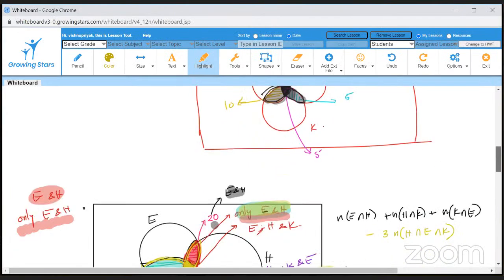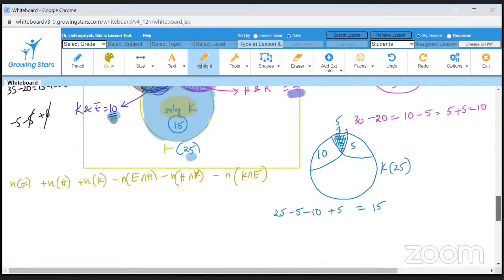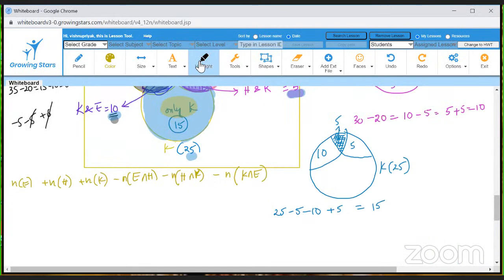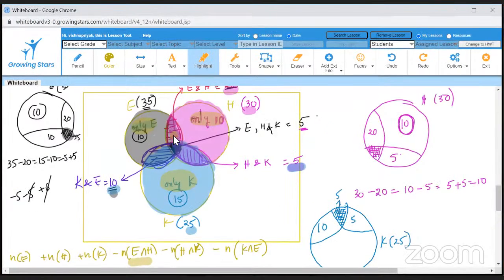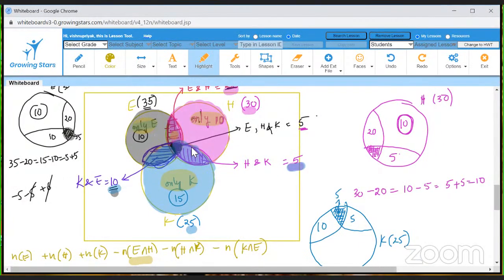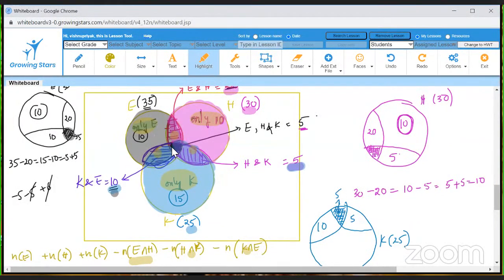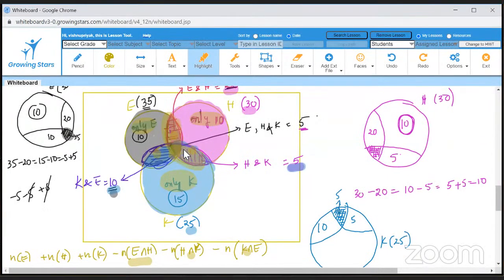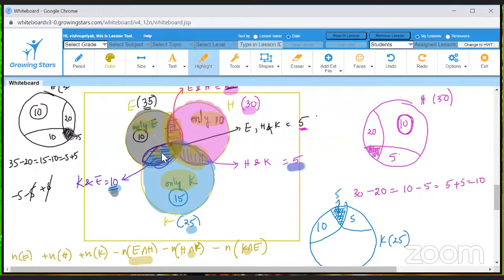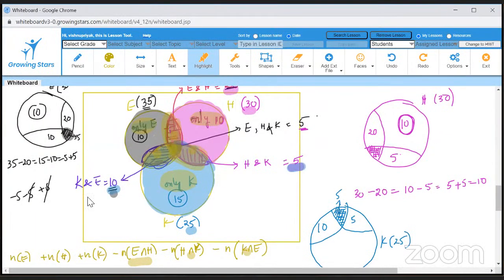Why is it happening like that? When I'm subtracting, this E intersection H I'm subtracting. And then I'm subtracting H intersection K. And then I'm subtracting K intersection E. From the English circle, this I have subtracted. And from the Hindi circle, I have subtracted this. And from the Kannada circle, I have subtracted this.